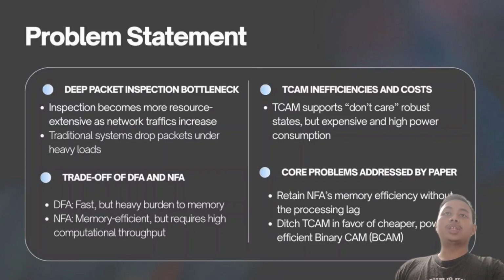TCAM, however, is a more robust approach with the don't care state memory, but it is more expensive and very power hungry to apply. So to design a pattern matching engine that maintains the memory efficiency of NFA and achieves fast clock speeds while avoiding the hardware cost and complexity, the authors propose mapping NFA-based pattern matching onto BCAM.